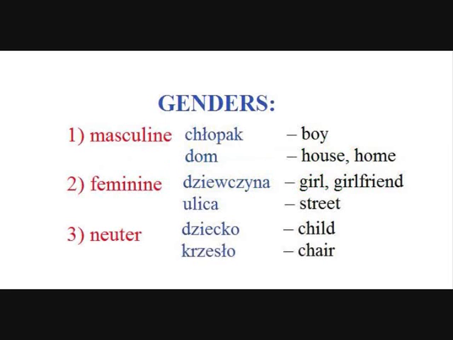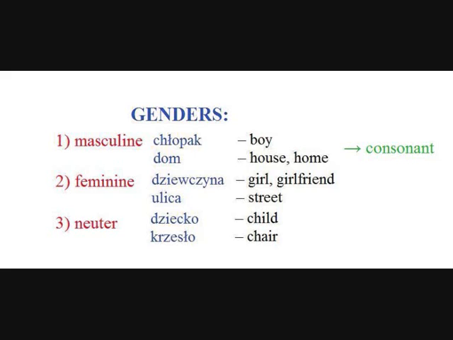Let's get to the third gender, the neuter. For example, dziecko, child, or krzesło, chair. They usually end with o. That means they are neuter. Let's repeat once again. Ending in a consonant, masculine. Ending in a, feminine. Ending in o, neuter. Even though you don't have to put any article before the noun, you need to know its gender, because other complements of the noun, for example adjectives, numbers, possessives, demonstratives, have to be adjusted to their gender.